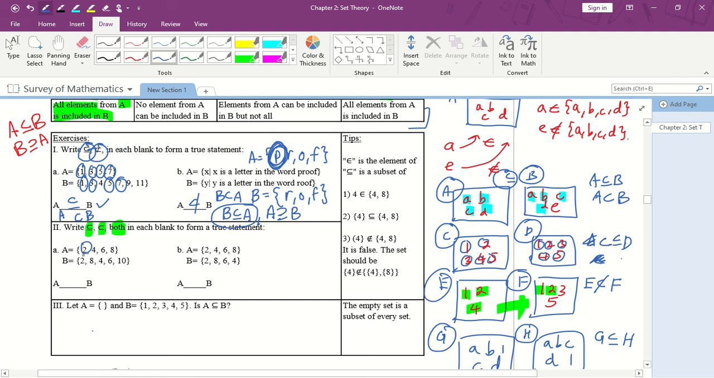2, 4, 6, 8. So since all elements from A are in B, we can write it as A is a subset of B. And since it doesn't have the equal set, we also can write it as A is a proper subset of B. Since both of these can apply, we can write it as A both B.